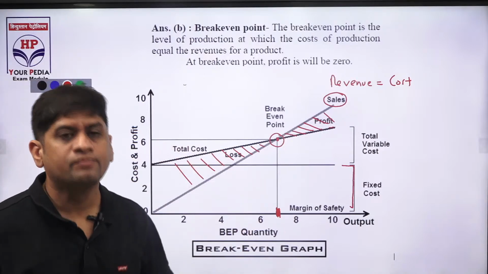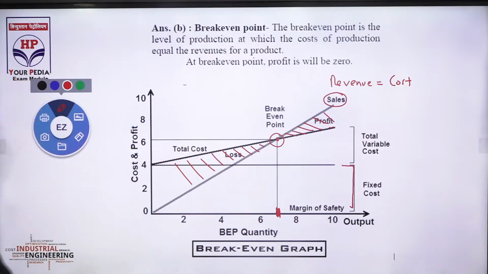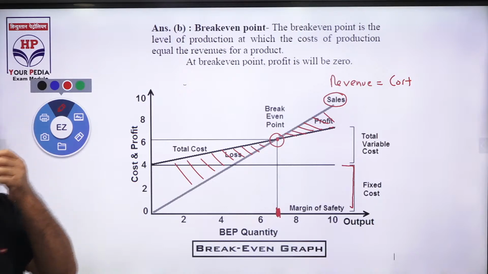So what is break even? Break even means no profit, no loss. Which two things are equal in that? Total cost is equal to total revenue. And what is total cost? That is fixed cost plus variable cost.